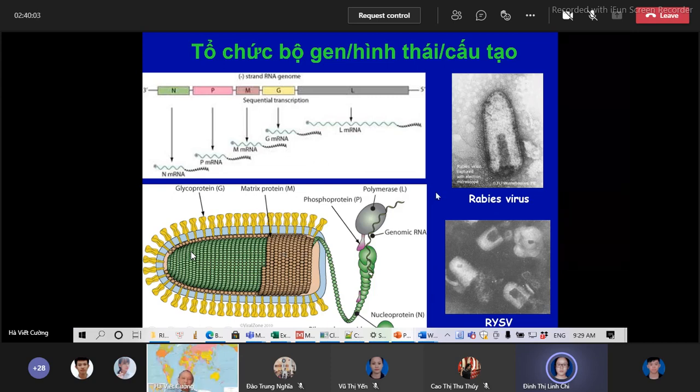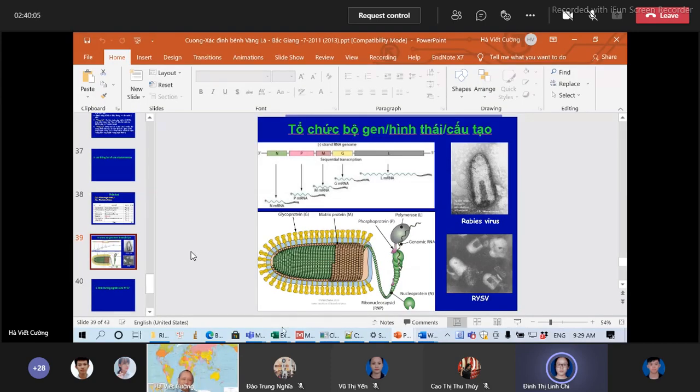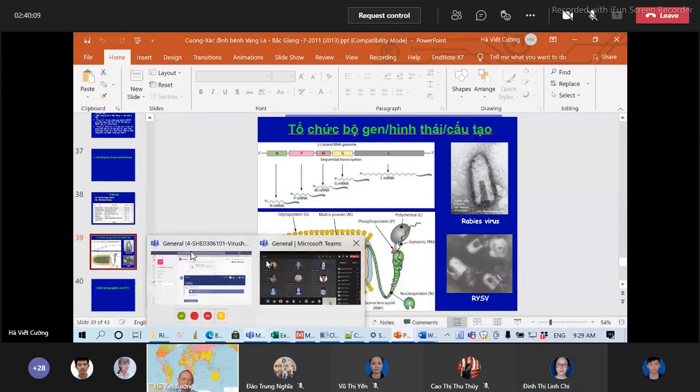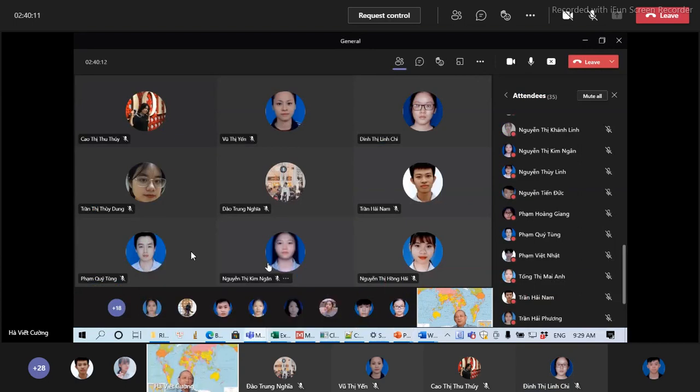Not so clear. So please, other student, please explain. I ask Thúy first. Positive strand is a template for synthesis of mRNA. No, negative sense, not negative strand. Negative sense. Okay.